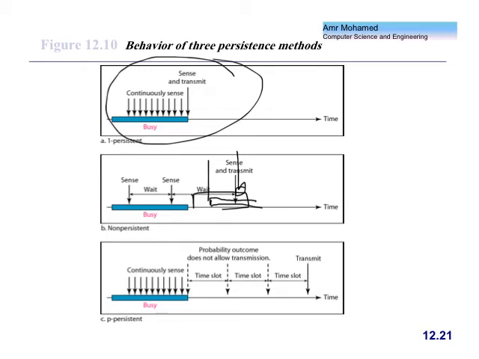I will check if the channel is idle or not. If the channel is busy, then I will go back to the continuous sensing until the channel becomes idle. If the channel is idle, then I will flip a coin. I will generate a random number. If it's less than P, send. If it's more than P, you don't send. Remember that in all cases, we do not eliminate collision. We will not be able to eliminate collision. So there is still a possibility that the collision will happen.